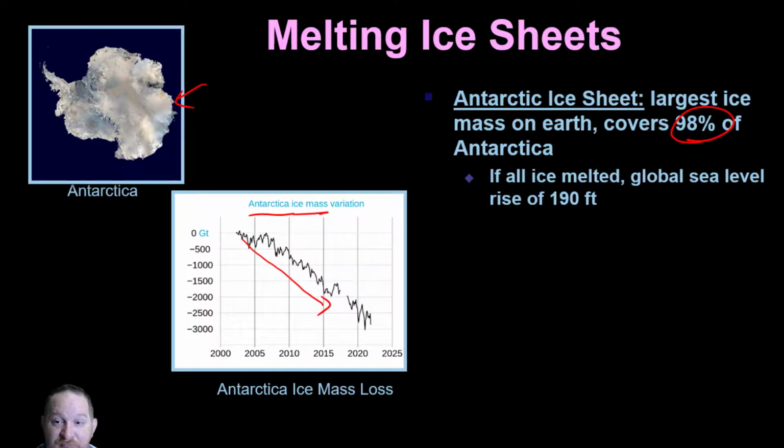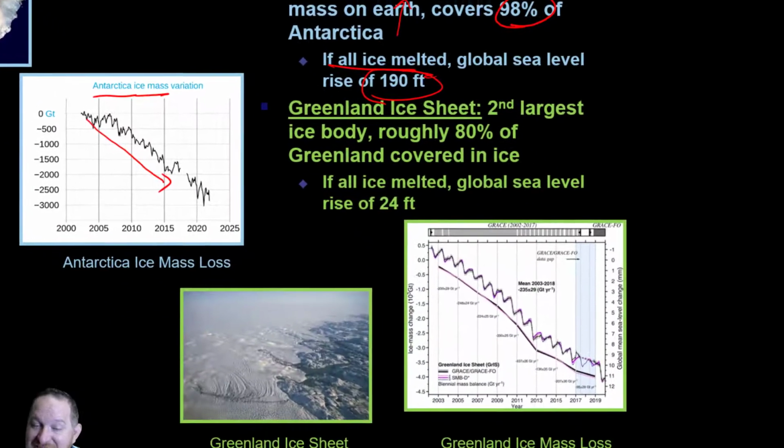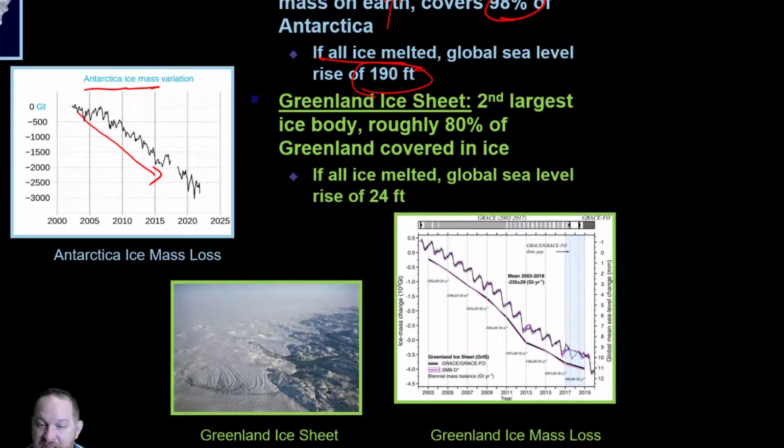Now, here's what's scary. If all the ice melted from the Antarctic ice sheet, the global sea level would rise 190 feet from where it is. Okay? Scary. The Greenland ice sheet is the second largest ice sheet, right, from Greenland, a little closer to us than Antarctica. And notice we're seeing the same trend happen on the Greenland ice sheet that you see there. Well, why is this a big deal? Well, if that one melted, we're going to have a sea level rise of 24 feet. So you take these two together, what is that, 214 feet?